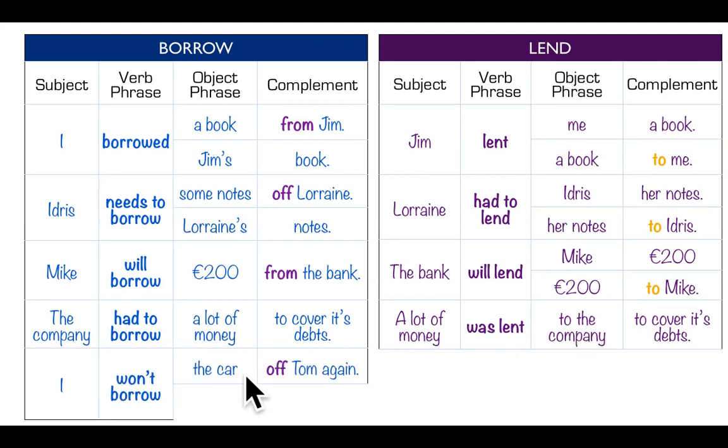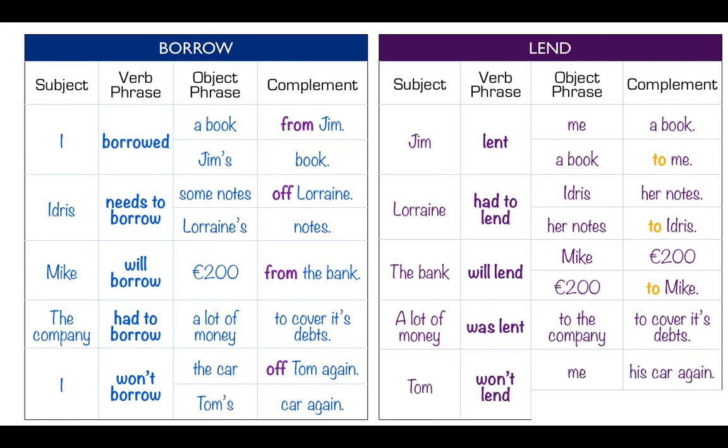I won't borrow the car off Tom again. I won't borrow Tom's car again. So we're back to personal property and we can see we use off or from here or Tom's car, the apostrophe S. Tom won't lend me his car again. Tom won't lend his car to me again. So you can see that the preposition to plays a major role when you're using lend, and the prepositions from and off play a major role when you're using borrow. There's no real difference between from or off, though off might be a little less formal.